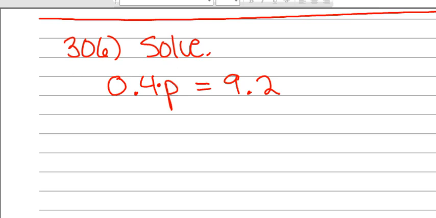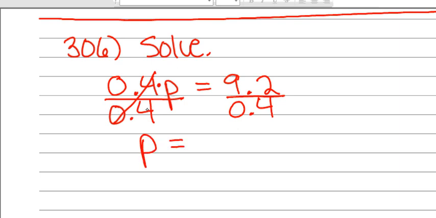So what's the opposite of multiplying? Well, I'm going to divide both sides by 0.4. Remember what I do to one side? If I divide by 0.4 on one side, I have to do the same to the other. So these are going to cancel. P is going to be by himself, and I get 9.2 divided by 0.4. So we can put that in our calculator, but I'm going to show the long division on this.